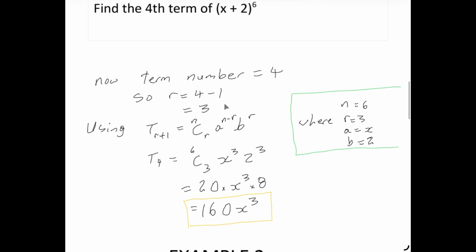Your r is equal to 3. That's calculated. Your a is your first term, which is x. Your b is your second term, which is 2 in this case. Putting them into the formula, we have t sub 4 is equal to 6C3 times x raised to the third power times 2 raised to the third power. So the 6C3, whatever is at the subscript of the C is always the same power that is on your second binomial term.